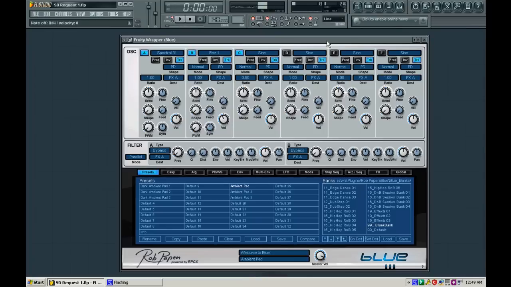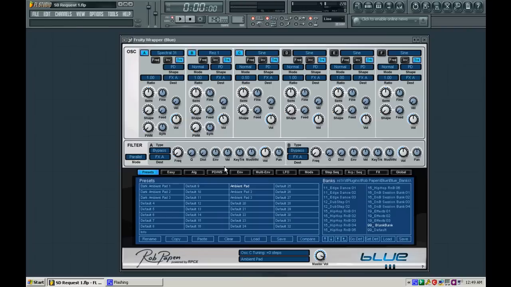So that was my first take on the sound, and the way I went about doing that was in Rob Papen's Blue. I set oscillator A to spectral 31 and left everything alone. I set oscillator B to res 1, and I fine-tuned it up by plus 2 cents, and I turned the volume down a little bit. And then I set oscillator C to a sine wave at ratio 0.5 and left everything else the same.